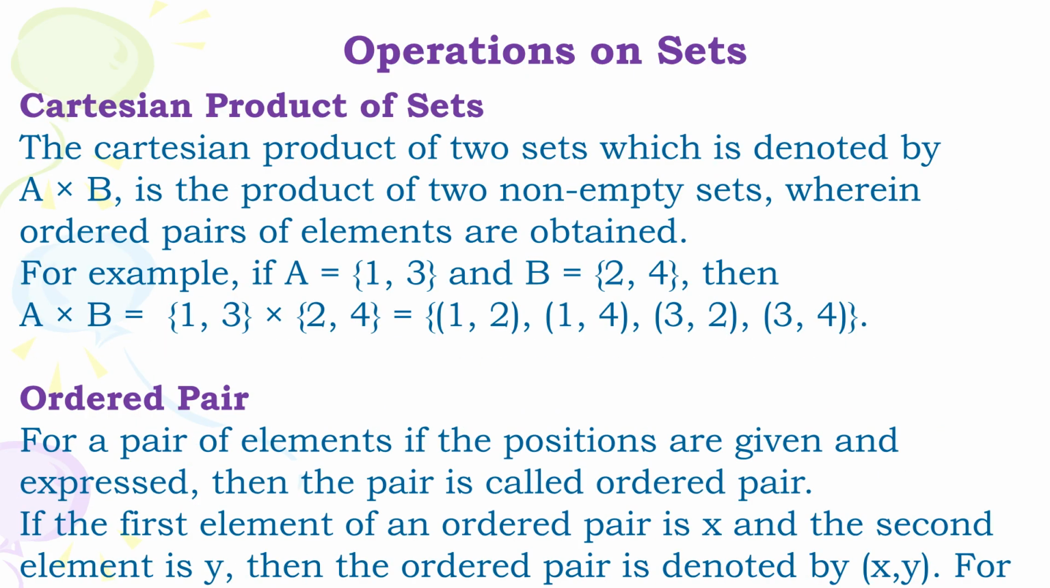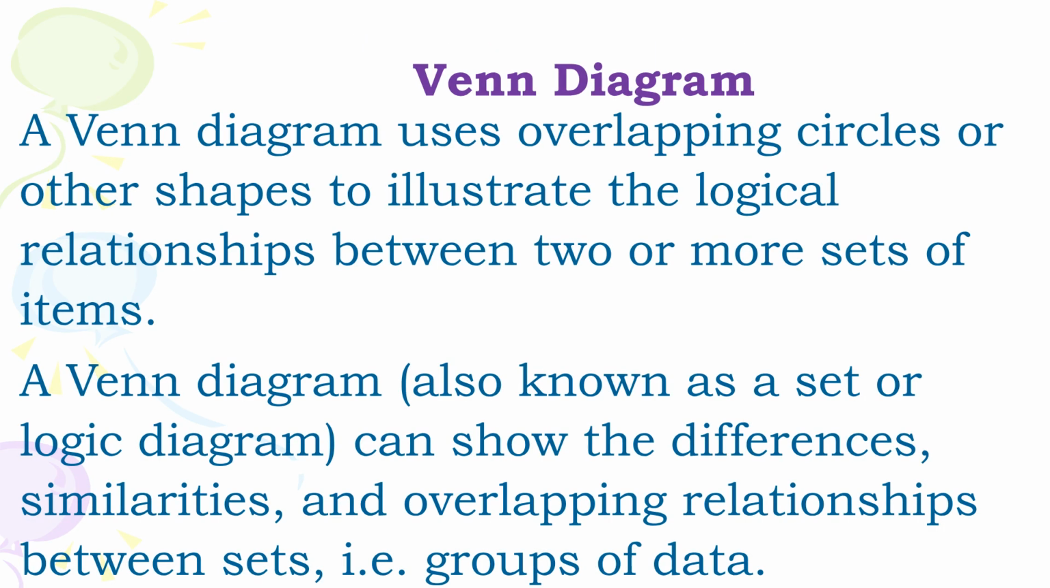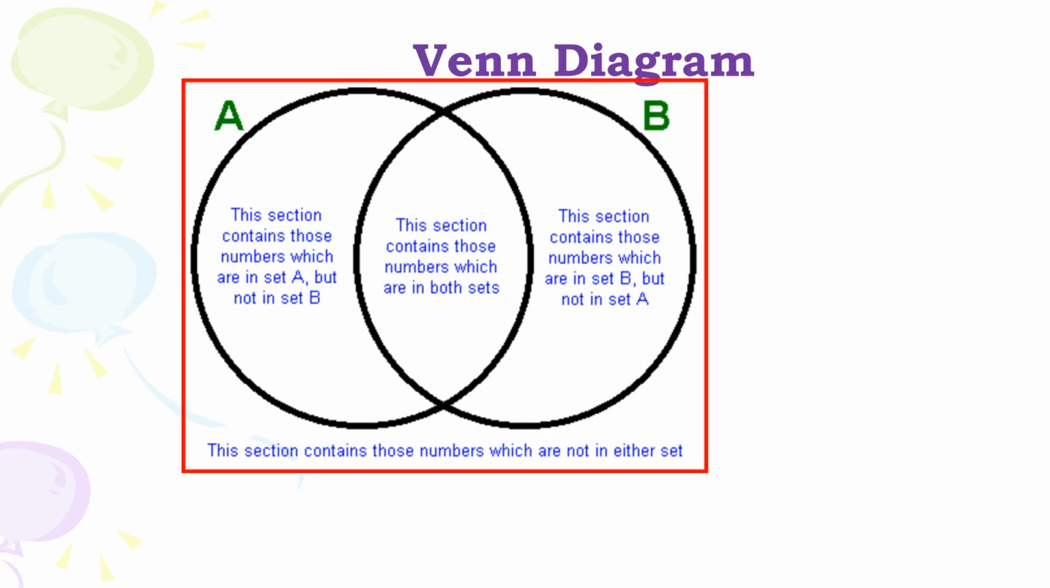A Cartesian product creates ordered pairs from two sets. An ordered pair specifically identifies the position of elements, where two pairs are equal only if their corresponding components match. Finally, a Venn diagram uses overlapping shapes to visually represent logical relationships, similarities, and differences between groups of data, named after John Venn. In this video, let's look at an example of a Venn diagram.